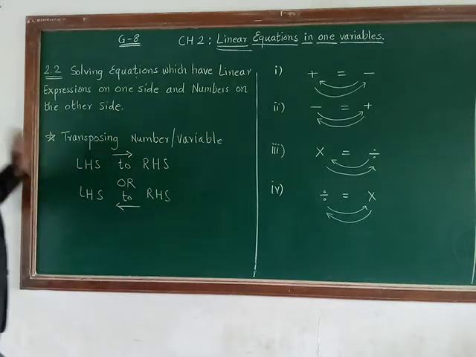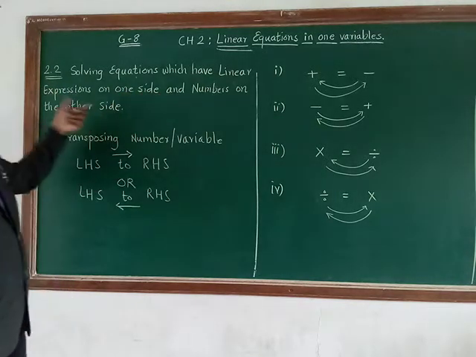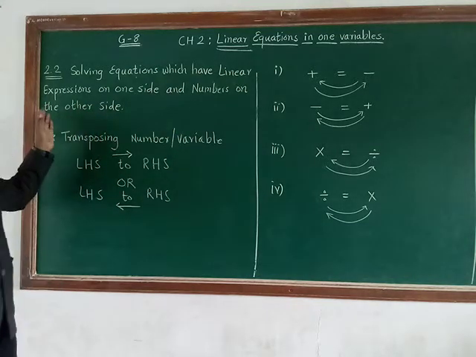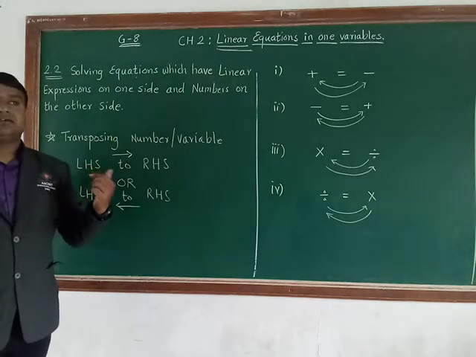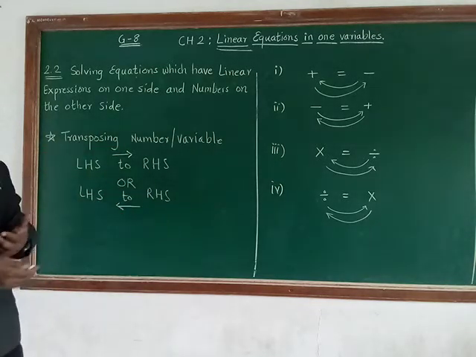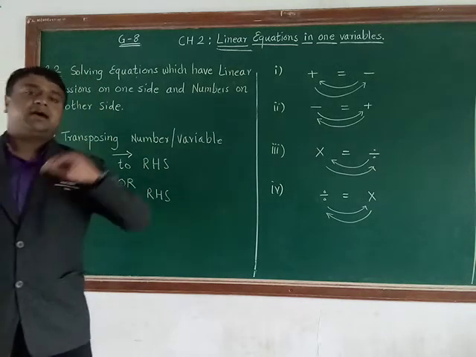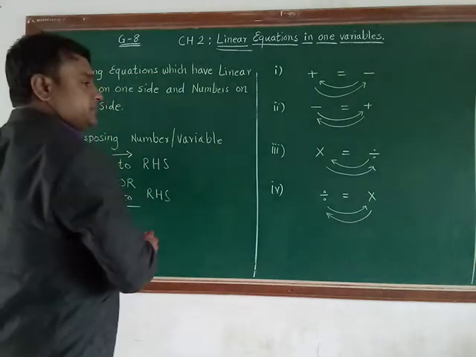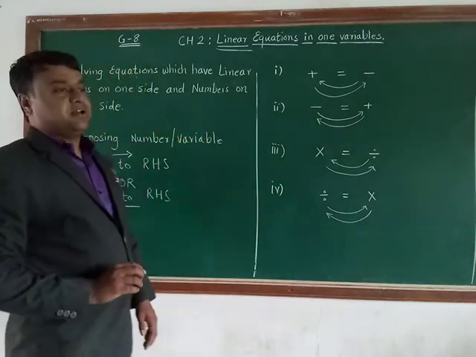Our topic, 2.2, is solving equations which have a linear expression on one side and numbers on the other side. So now we are solving such equations, which have the linear expression on one side and the number on the other side. As you know, we have two sides, the left hand side and the right hand side. Whenever you look in front, the equal sign is there. So this is your left hand side, and this is your right hand side.